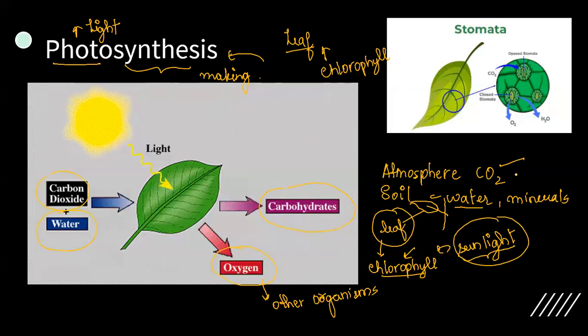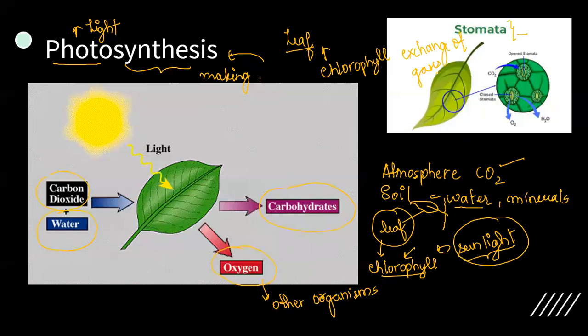Now that we know carbon dioxide is taken up by the plants and oxygen is given out, this actually happens through the stomata. The opening and closing of the small pores called stomata in the leaf results in the exchange of gases. So this is how the plants prepare their own food.